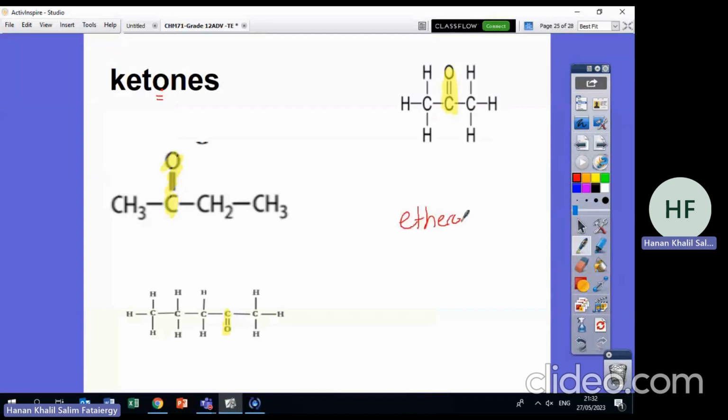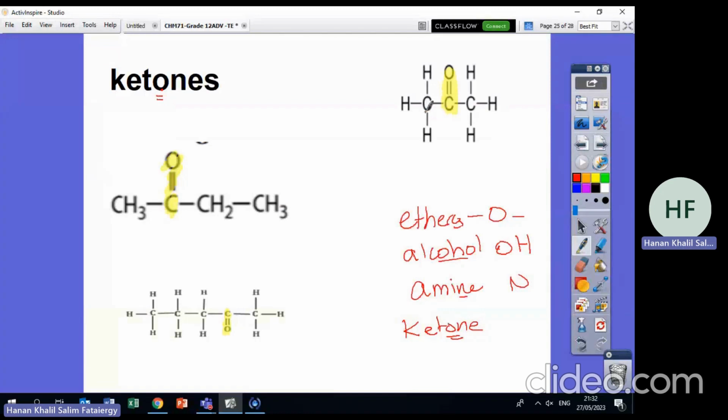Okay, ethers have oxygen like this. It's not double bond O. Alcohols have OH. Amine have nitrogen. Okay, ketone have oxygen, double bond oxygen بنص الchain. Okay, طيب. Now this compound is a ketone, this compound is a ketone, and this one is also a ketone.